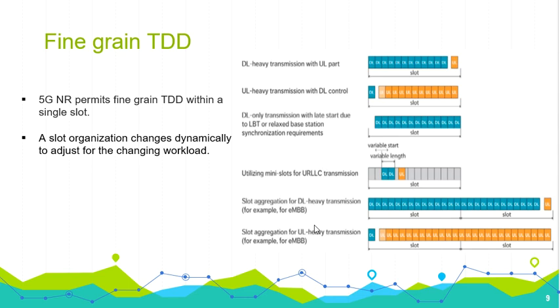For example, in this figure, you see slot aggregation for DL-heavy transmission in the case of enhanced mobile broadband, where the single slot is divided into two slots. And if you look above, for DL-heavy transmission with the first slot, you can also divide one slot. The slot is adjusted according to the workload. So this is another good technique in 5G.